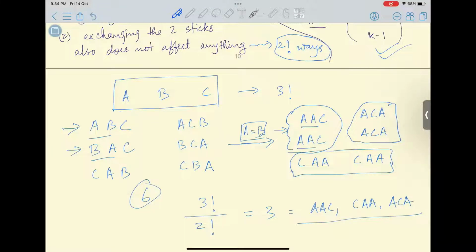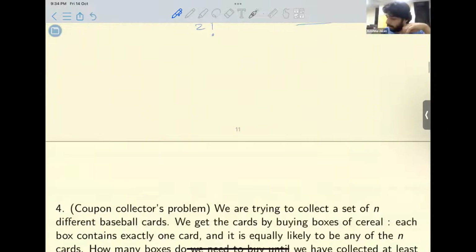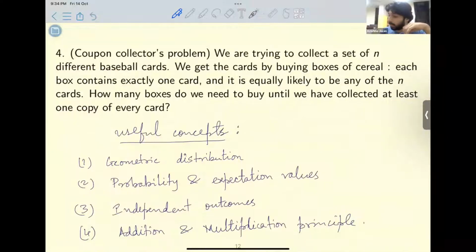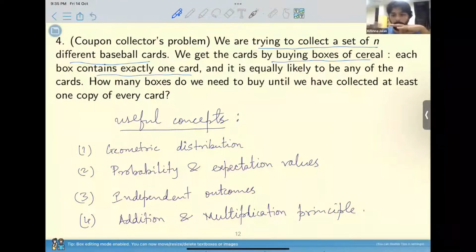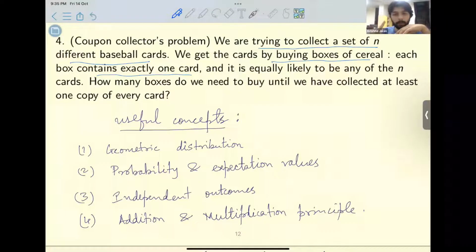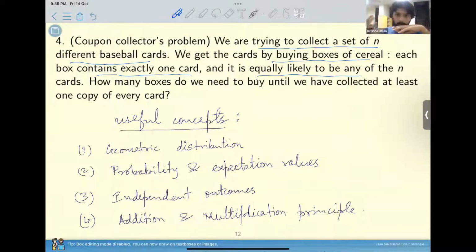Sir, you can carry on. Okay. So yeah, this is a somewhat more difficult problem, and it will use some ideas from probability. So what is the problem? We are trying to collect a set of n different cards. Let's say we get the cards by buying some boxes of cereal or some chips or something. And each box contains exactly 1 card. So we cannot have any sort of funny things going on. With 1 box of cereal, you get only 1 card. And it is equally likely to get any of the n cards.